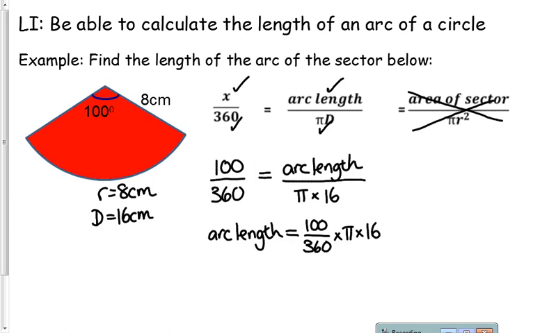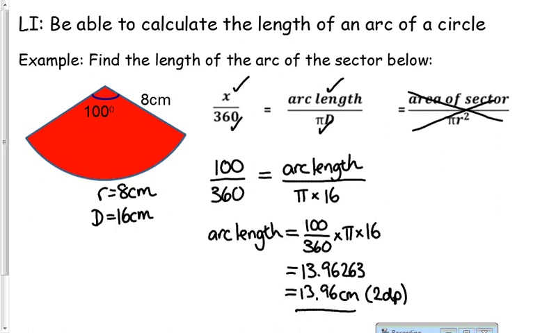So when I put that into my calculator, I get that that is 13.96263. That's probably more than enough decimal places to put there. It doesn't tell me how many decimal places to round to, so I'm going to round that to 2 decimal places. So that is going to be 13.96, and the units are going to be centimeters, and that is rounded to 2 decimal places. So that is my final answer.